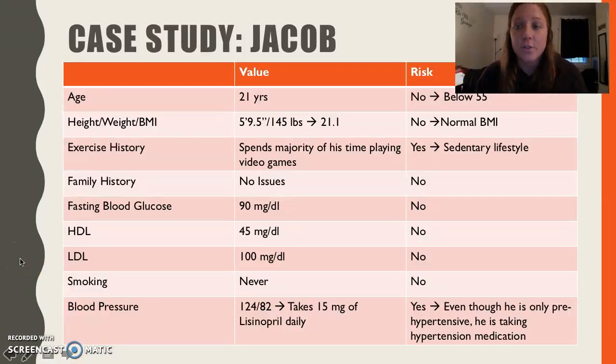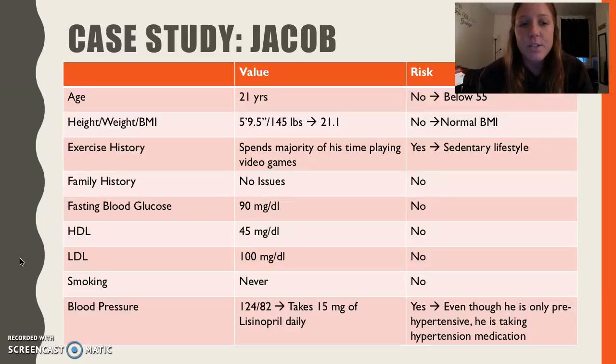Here again is just an overview and a risk stratification for Jacob. He's 21, 5'9.5", and 145 pounds, which puts him at a 21.1 BMI, which is normal, but like I said, he could afford to gain some weight. He spends the majority of his time playing video games, so he has a sedentary lifestyle. Family has no issues. His fasting blood glucose, HDL, and LDL levels are all normal.